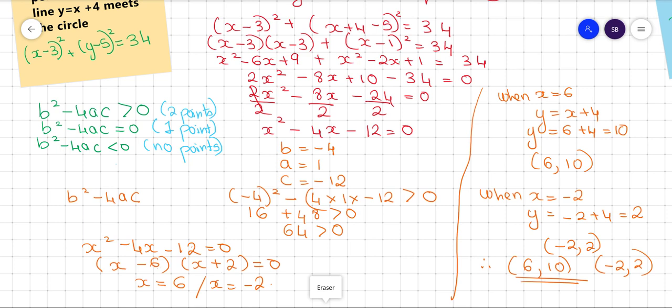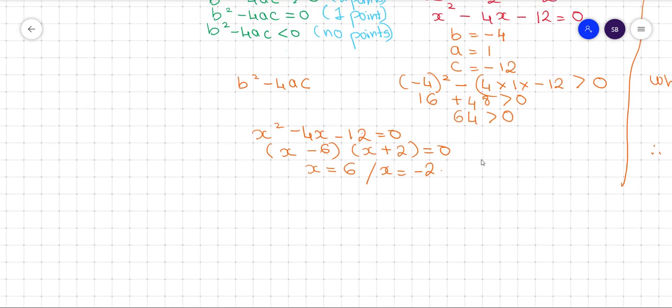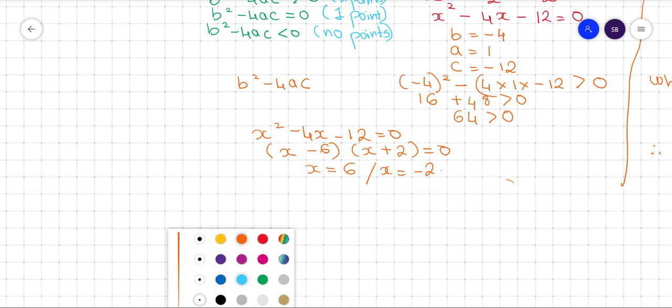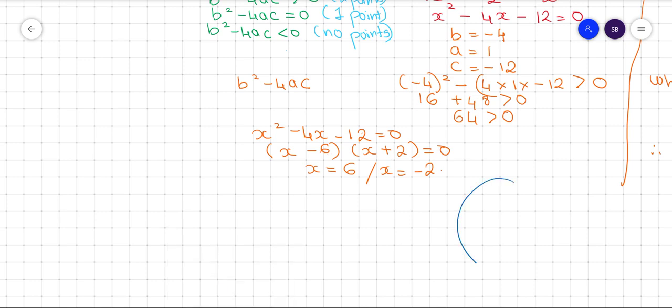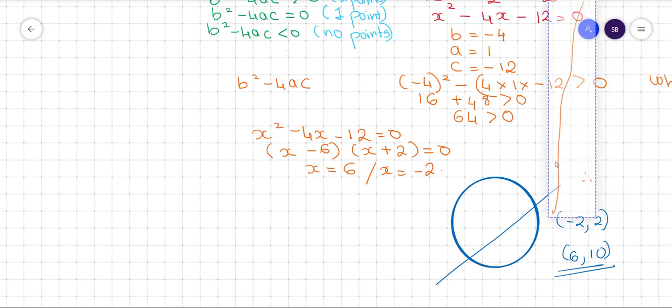So we see this particular circle and the line is intersecting at two different points. So if I draw a circle here, the circle and the line, they intersect at two different points because we got two sets of coordinates which are (minus 2, 2) and (6, 10). Now let's move on to the next set of questions.